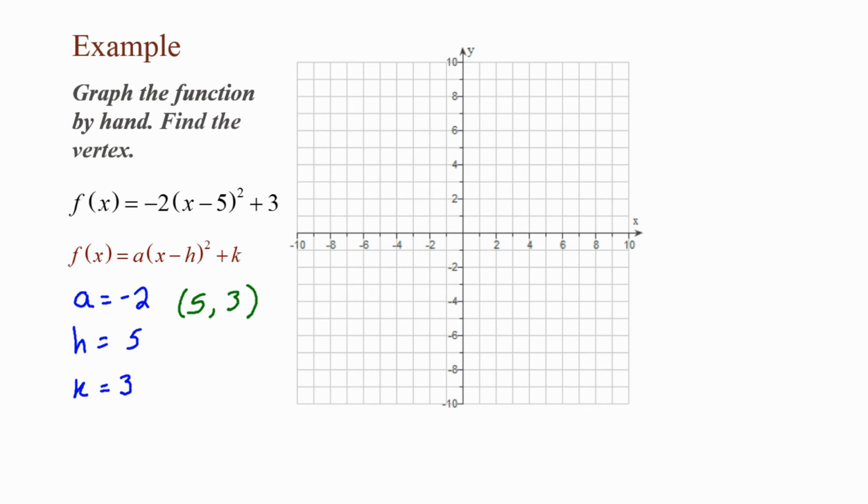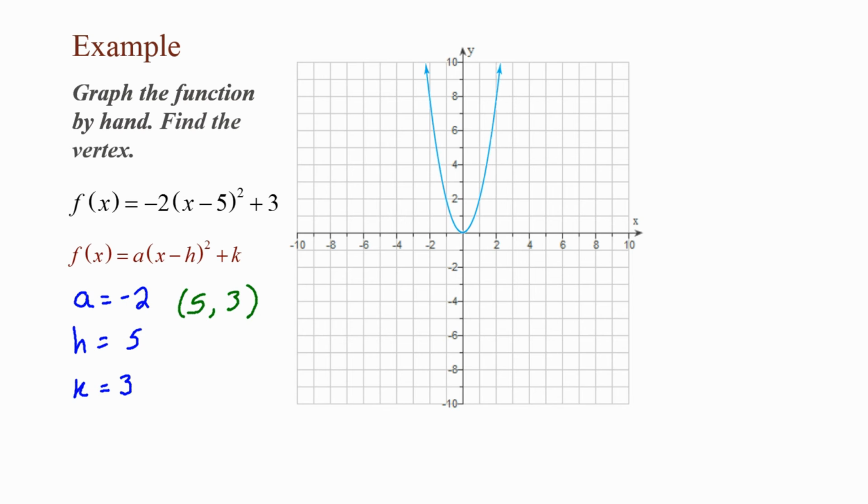To graph, start with y equals x squared. My first step is to make this graph narrower. Since a is negative 2, I need to multiply all my y coordinates by 2. So that's going to give us negative 2, 8, negative 1, 2, 0, 0, 1, 2, and 2, 8. So now I'm ready to draw my new parabola.